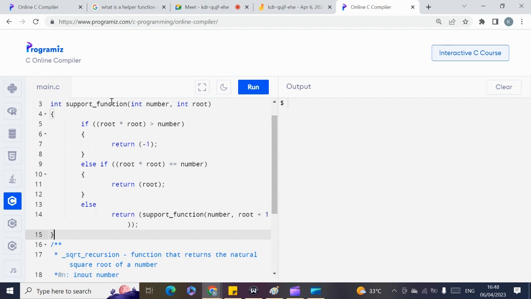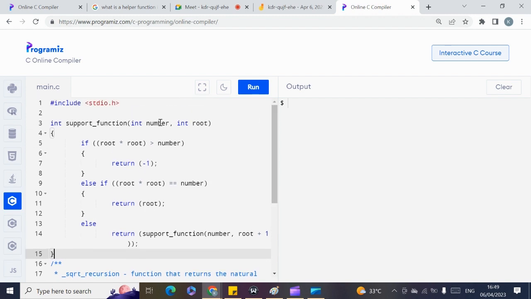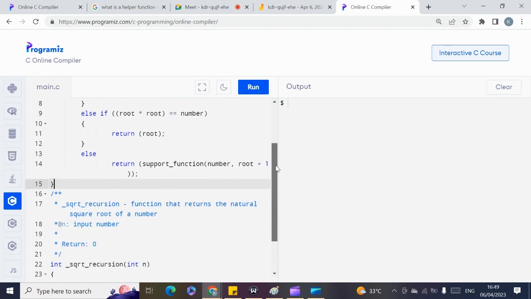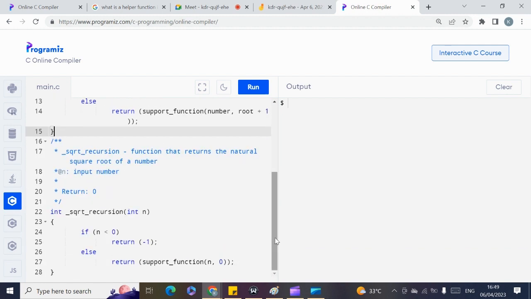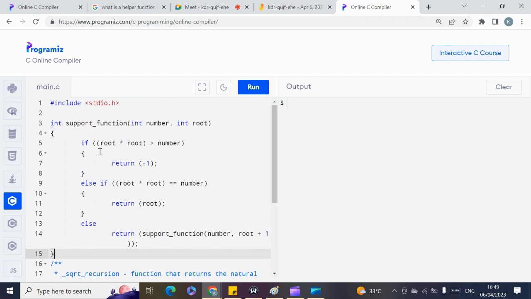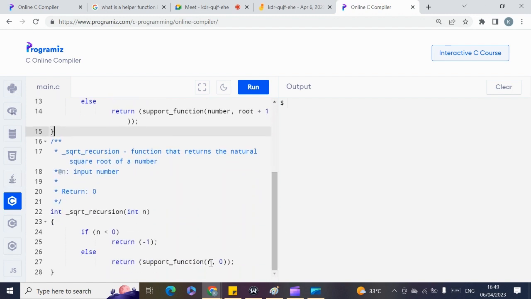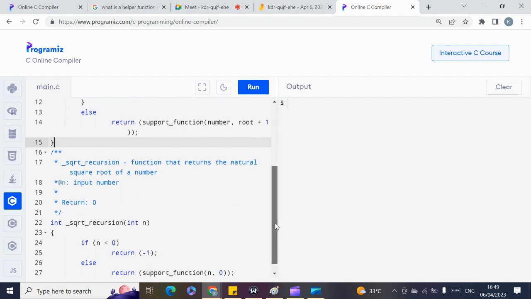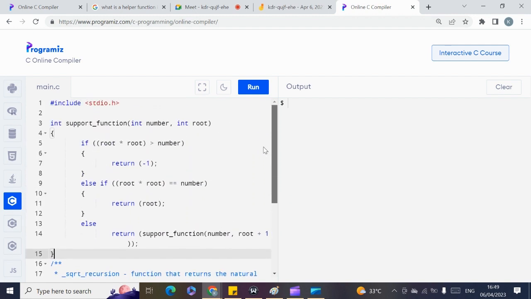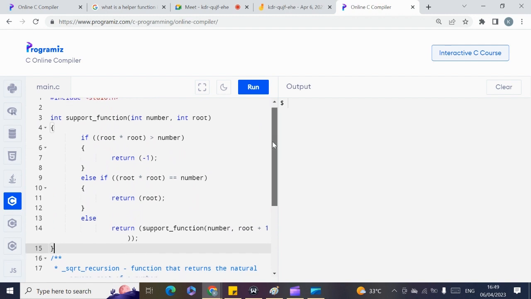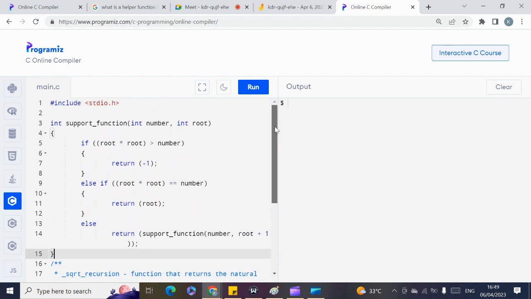So the reason initially we were saying that the two arguments, it is because you have to make room for the n, the incoming n, and then also what we are going to use, which is the root. So when you see number, it is actually the same as the n. So that is why we did that.